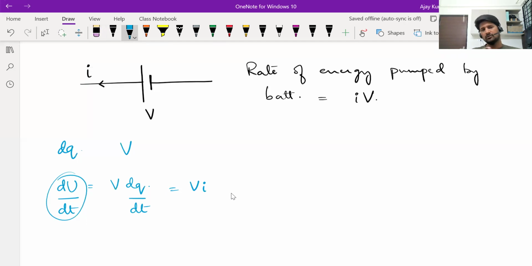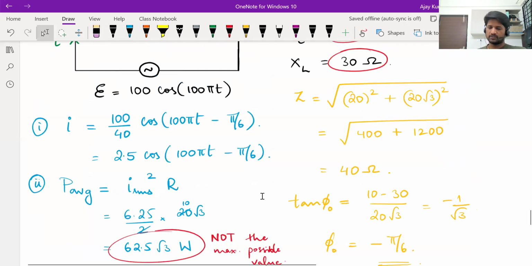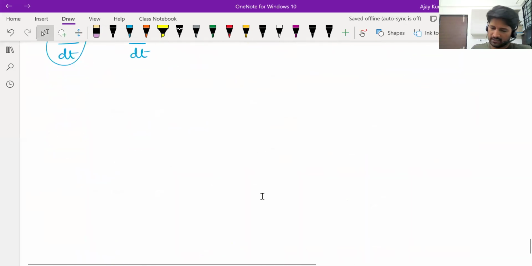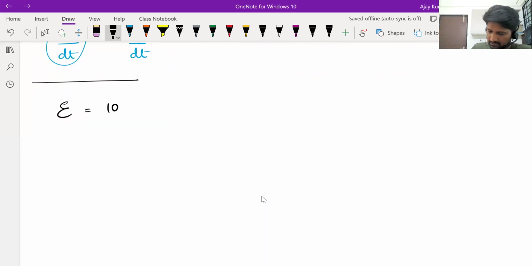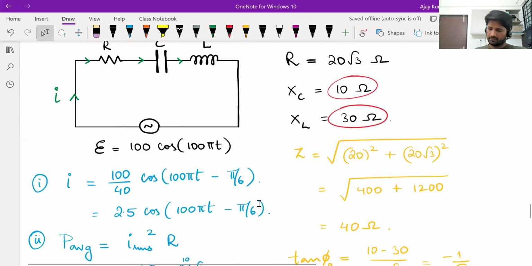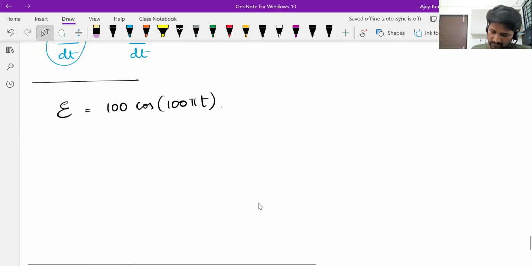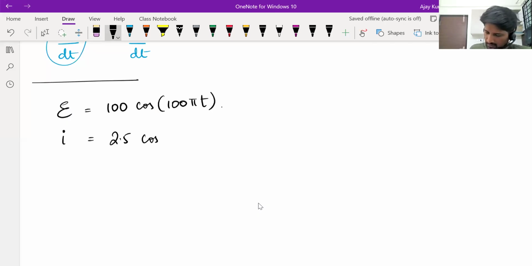The same idea can be used in alternating current circuits also. Now let's consider this question itself. The source EMF was given. Okay, follow this carefully. The source EMF was given like this: 100 cos 100 pi t. It's an alternating EMF, alternating voltage. Okay, and we got the current like this. I is equal to 2.5 cos (100 pi t minus pi by 6).